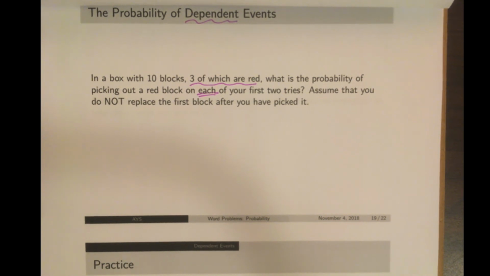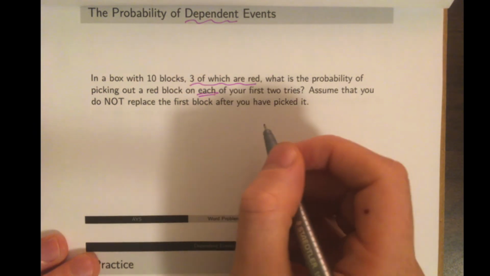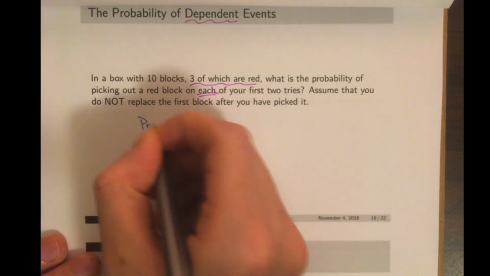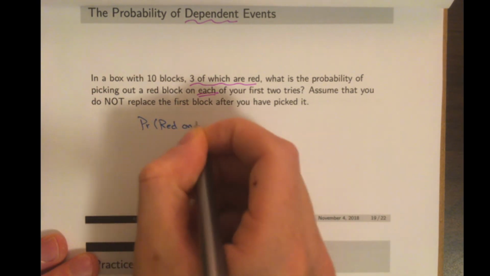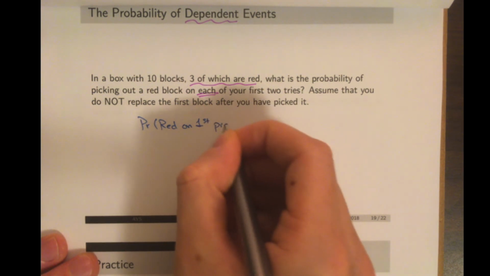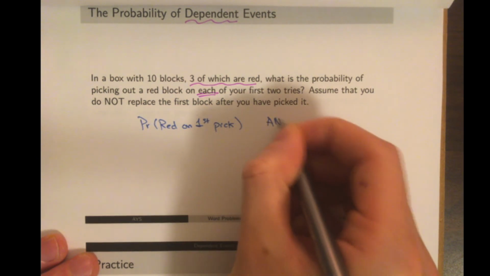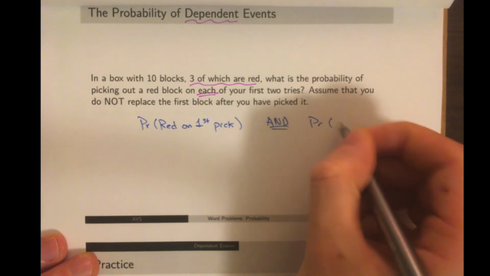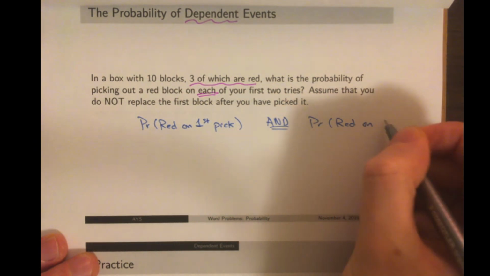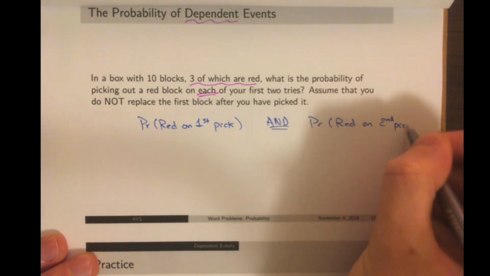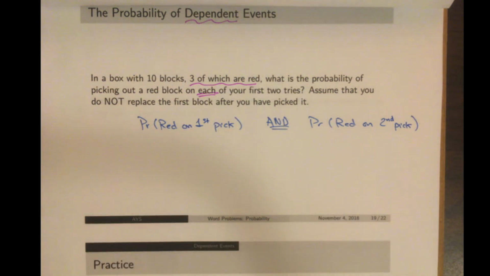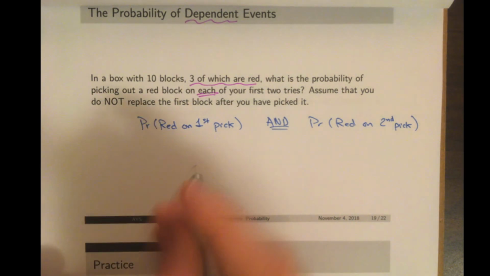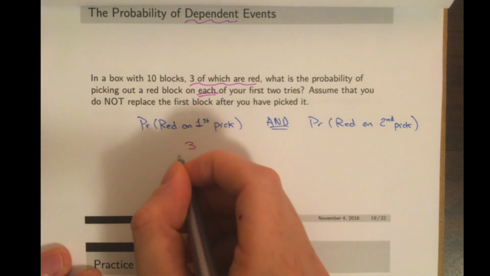So these are going to be and statements. I want the probability of getting 2 red. So probability of red on the first pick and the probability of red on the second pick. The probability of red on the first pick, well, there's 3 red and 10 blocks total, and they're all equally likely. So that's 3/10.